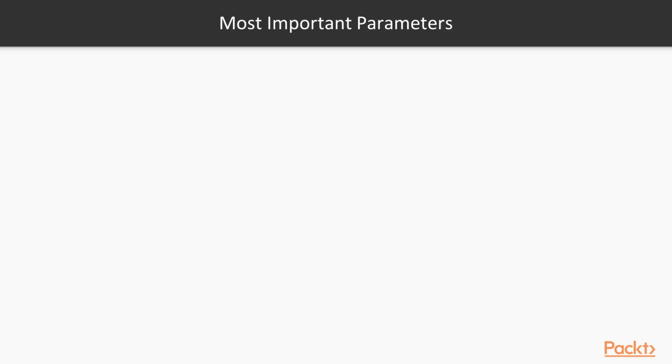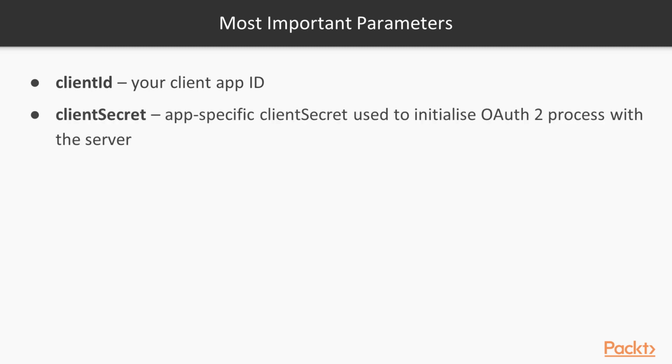Let's go through the most important parameters that are used in the OAuth protocol. So the first one is client ID. This is your application ID. This is a unique identifier of the server that will be using that token. Next, we have client secret.